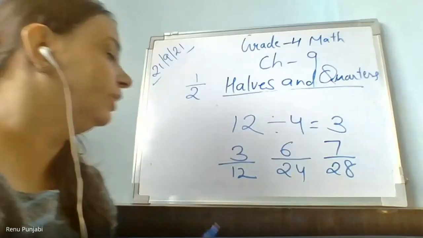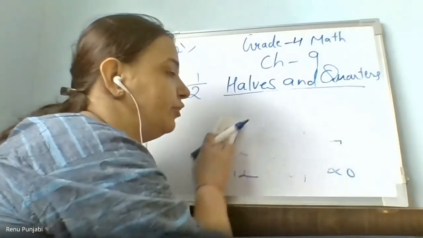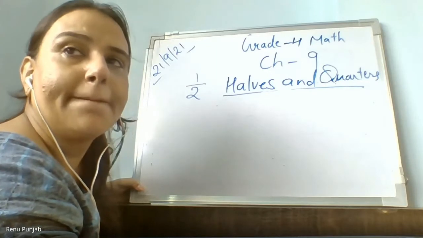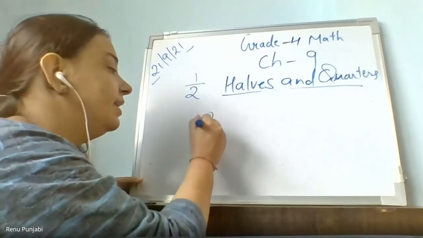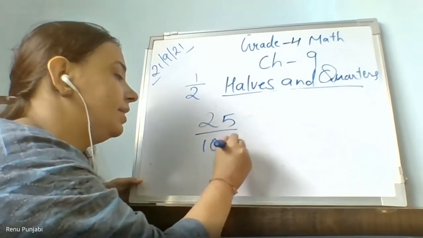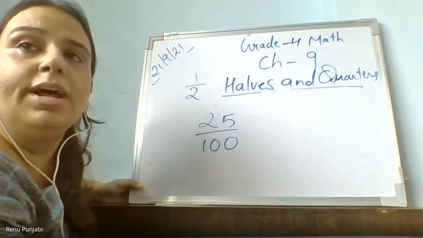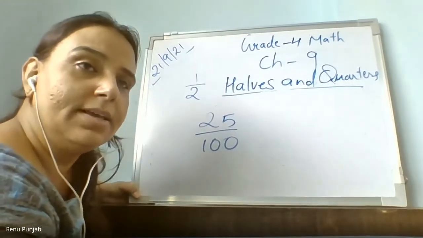Any other child want to give me an example for the quarter? Yes, ma'am. Hit, give me. Ma'am, 100 divided by 25. Wrong. 25 divided by 100 will be the quarter. 25 upon 100 is the quarter, not 100 upon 25.